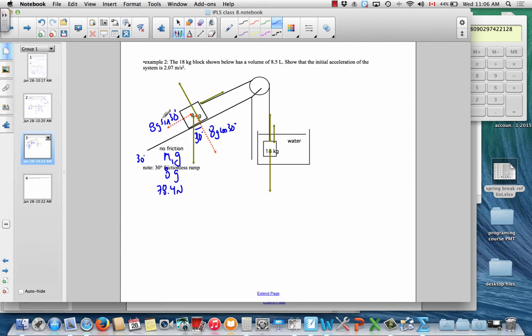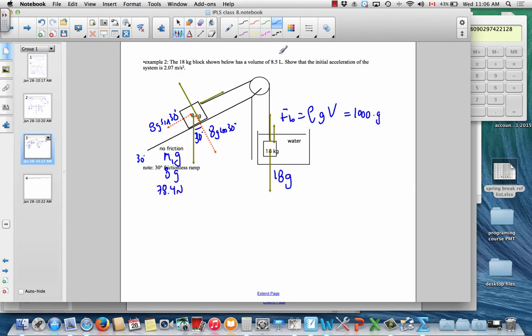Now we don't yet know which way this is going to go. We see over here on this side there's 18 g's of weight pulling us down in this direction, but we do need to consider the force of buoyancy here. Now the force of buoyancy would be rho, the density of water, times g times the displaced volume. The object is entirely submerged, so it's entirely displaced, so we get 8.5 liters of displacement. So we get 1,000, the density of water, times g times the displaced volume.